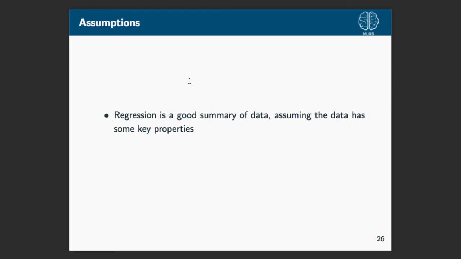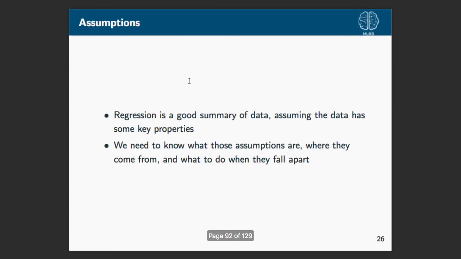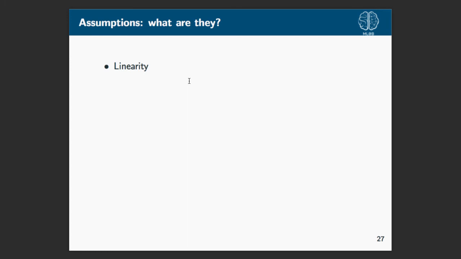Okay, so yeah, regression is a really good summary of data. But this assumes that our data has some key properties. In order to be intelligent data scientists, we need to know what these assumptions are, where they come from, and when or why they can fall apart. So the first assumption is linearity. We're assuming that our data is linear. If we try to fit a line to a parabola, it's not going to work, right? It's because our data is inherently second order in degree, when we assumed that it was first order when trying to fit a linear regression model.